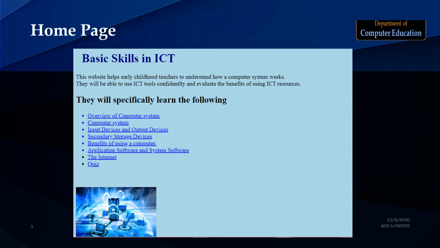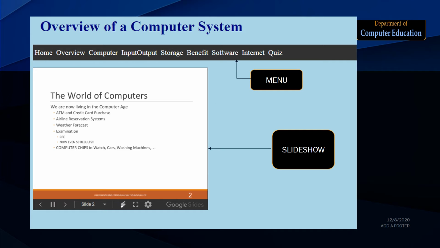So this is how the home page looks. You can look at the various chapters that are being covered. You just need to click on one chapter to see how the content looks. So we are going to look at the first one, overview of the computer system. Once you go to the various chapters, this is how the menu will be organized. From here you can go back to home or go to any other chapter you wish to go to.